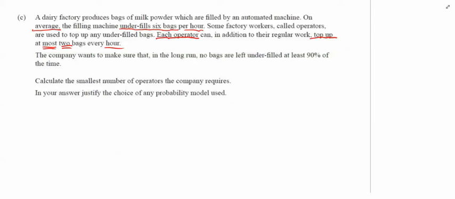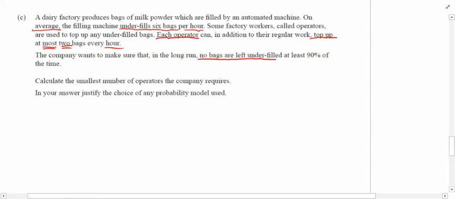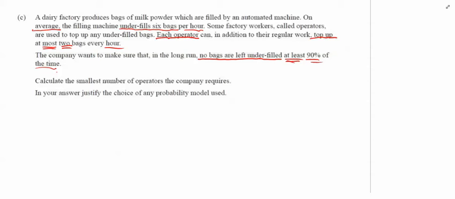The company wants to make sure that in the long run, no bags are left underfilled at least 90% of the time. So no bags are left underfilled at least 90% of the time. What does that mean? Well, let's unpack that a wee bit. The best way to approach this is to start by looking at what is the event. So what's the kind of the event that the sentence is all about?